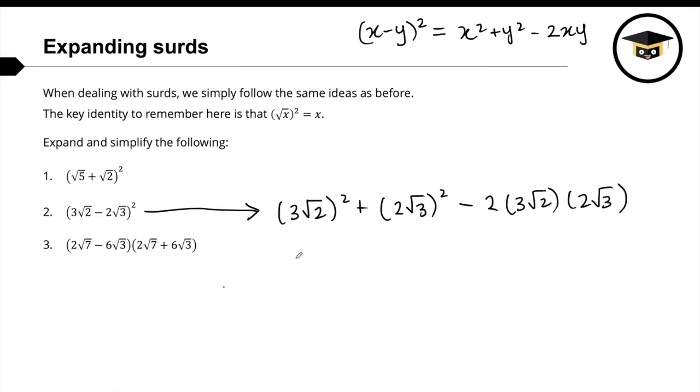Now, let's have a go at simplifying this. This one's a bit tricky, but remember, we just need to square each thing individually. So if we're squaring the 3, we get a 9.